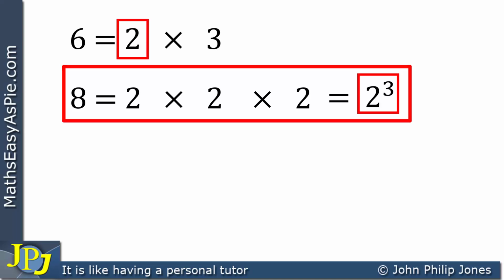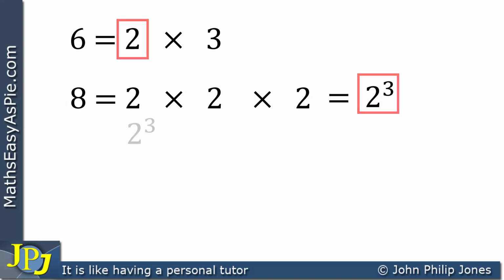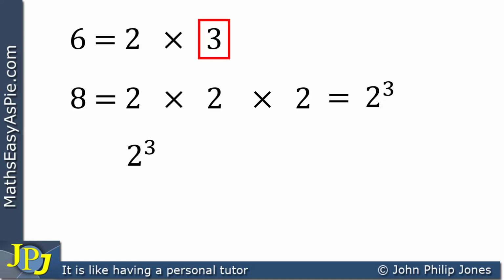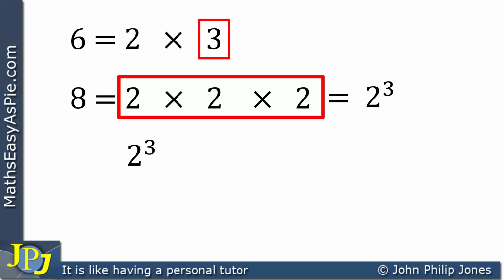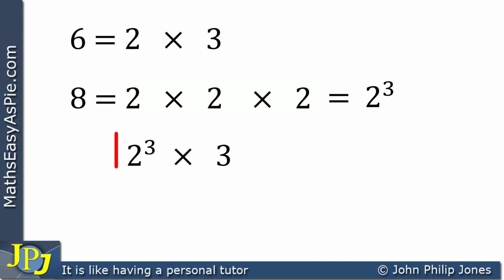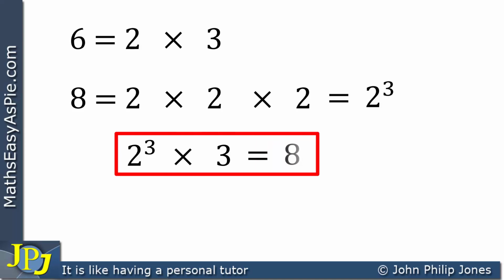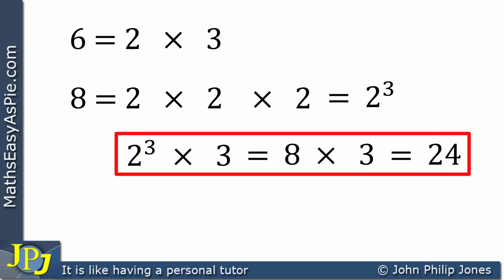So what we do under these circumstances, we write the biggest power down, which is 2 to the 3. You then consider this number here, 3. Now, that is 3 to the 1. And if you look here, there is no 3. So in this case, you just write the 3 down. And what you can see you've got here is 2 to the 3 times 3. And of course, that will equal 8 times 3 equals 24.